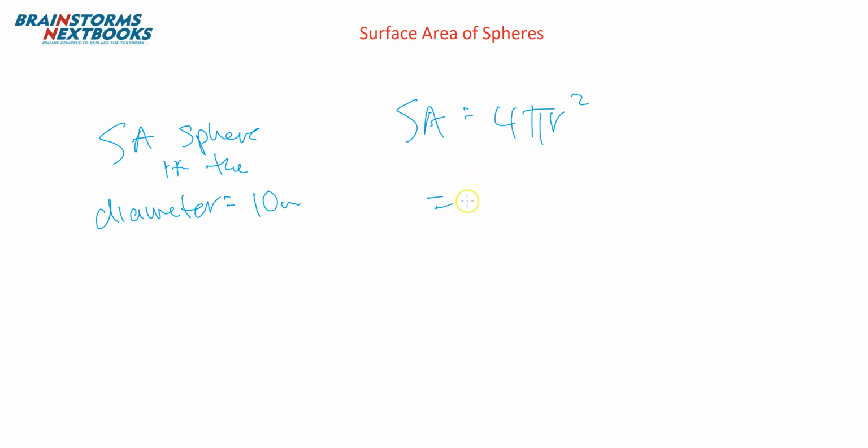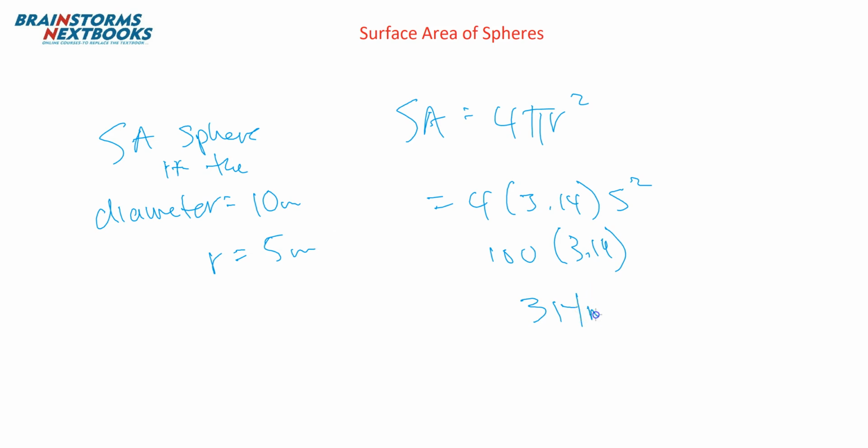So don't mess up. This would be 4 pi, 3.14, times, what is the radius? If the diameter is 10, the radius is half that, so 5. So 5 squared. 5 squared is 25, times 4 would be 100, times 3.14. And I know that 100 times anything moves the decimal 2 places, so that'd be 314. My units would be meters squared.